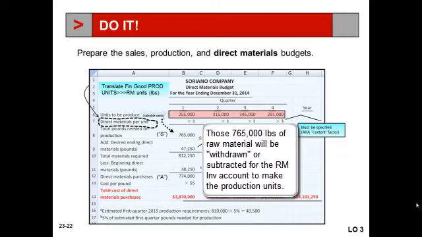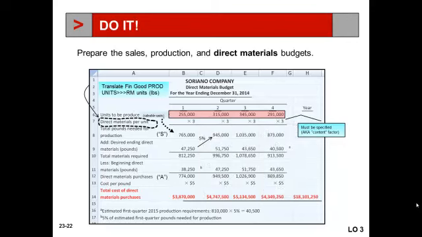So the total pounds needed for production will be coming out of the raw materials inventory account, but we also need to calculate our direct materials purchases for that quarter. So we need our beginning, ending inventory levels for raw materials for the first quarter. Desired ending raw materials inventory will be 5% of the next quarter's production requirements of 945,000 pounds. And so therefore 5% of that, 47,250 is our desired ending inventory.